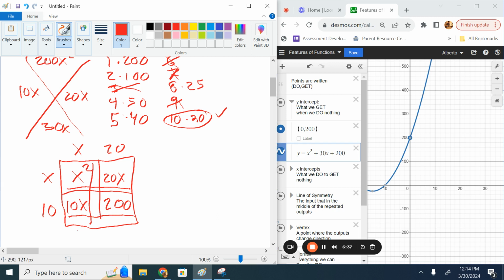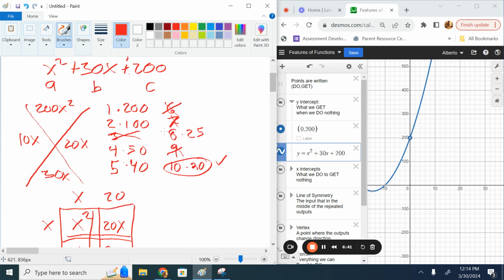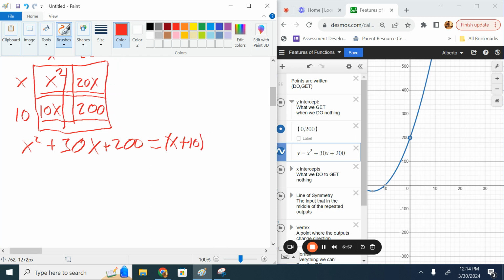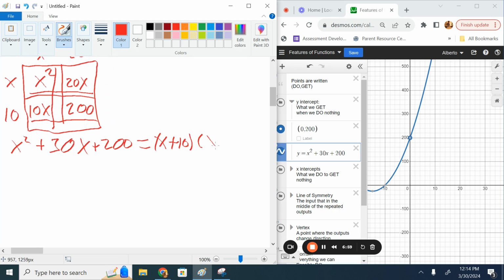Okay, so what we just discovered is that x squared plus 30x plus 200, which is our original equation, is equal to x plus 10 times x plus 20.